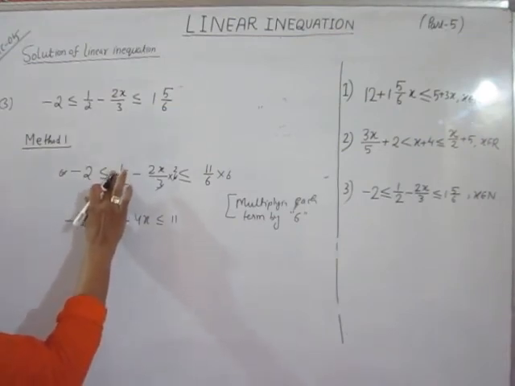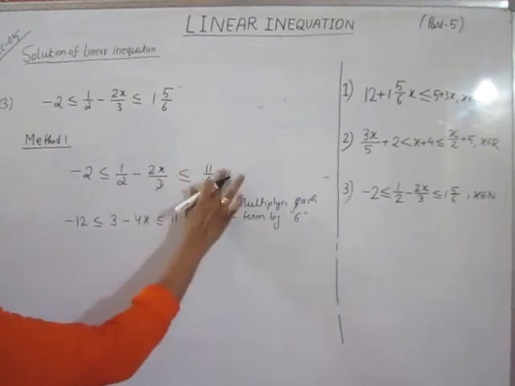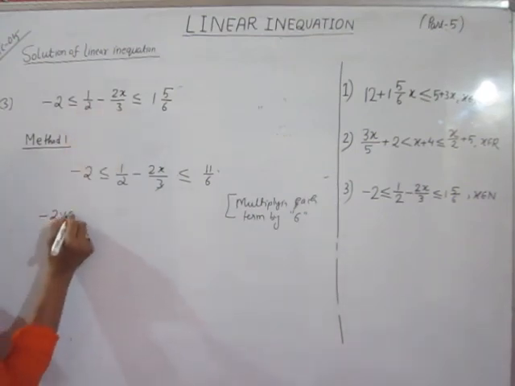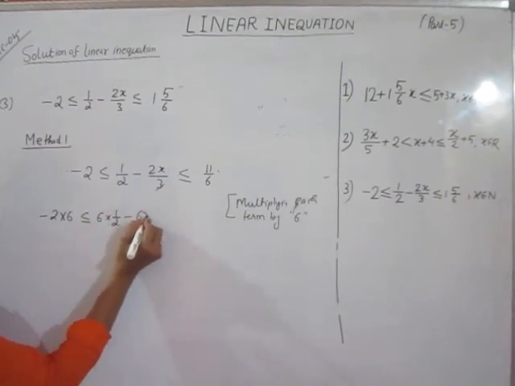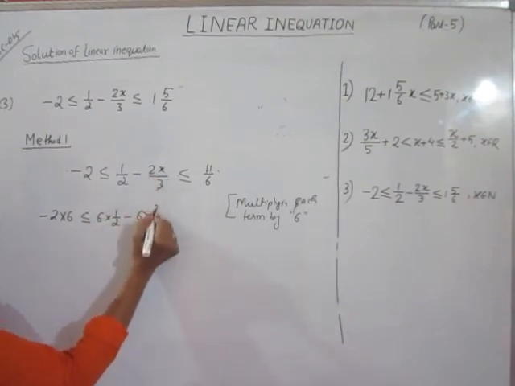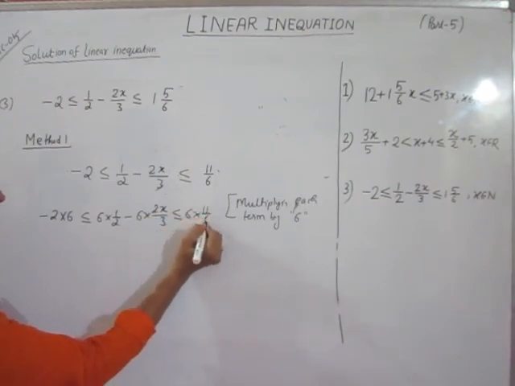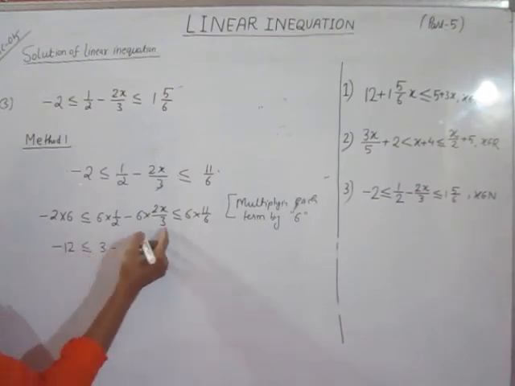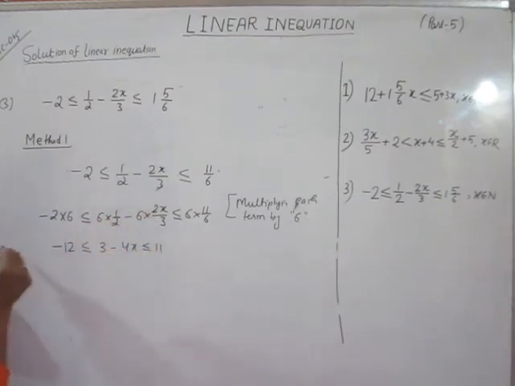Okay, let me show one more step. Minus 2 into 6 less equal to 6 into 1 by 2 minus 6 into 2x by 3 less equal to 6 into 11 by 6. So it will be minus 12 less equal to 3 minus 4x less equal to 11. I think you got it.